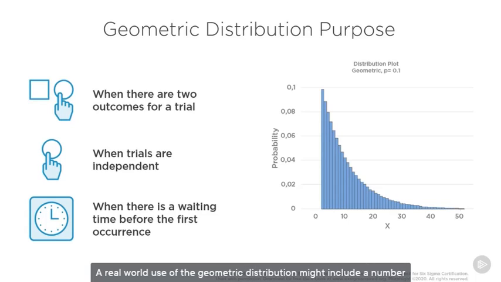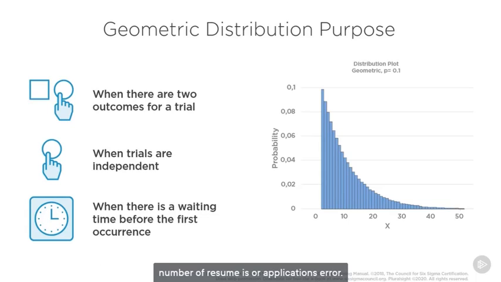A real-world use of the geometric distribution might include the number of inspections that occur before finding a defective part, or the number of resumes or applications a recruiter reviews before finding the first candidate that meets minimal job requirements. An example of the geometric distribution can be seen on your screen. Pause the video and analyze it.